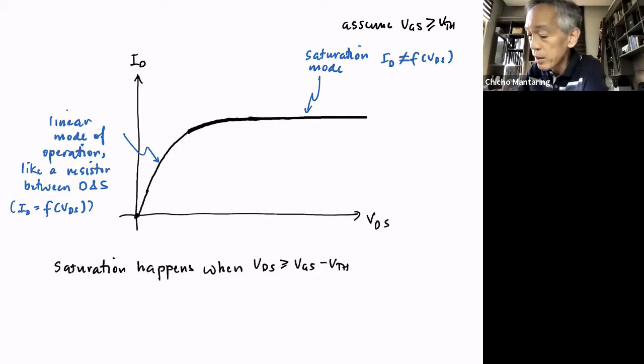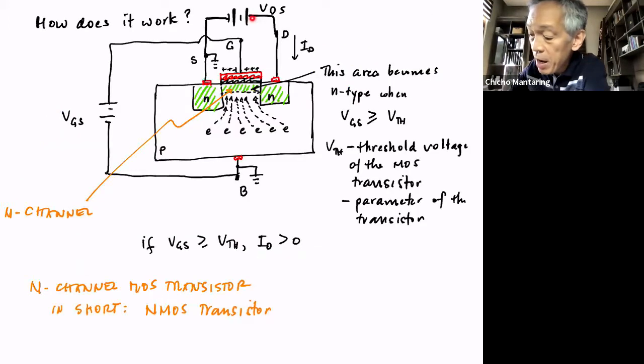Okay? In other words, going back to this, habang linalakihan ko itong VDS, lalaki itong value ng ID. But at some point, if I make this become any bigger, ID will already become constant. Now, why does that happen? Again, I don't want to get into the physics. I'm just going to mention this.